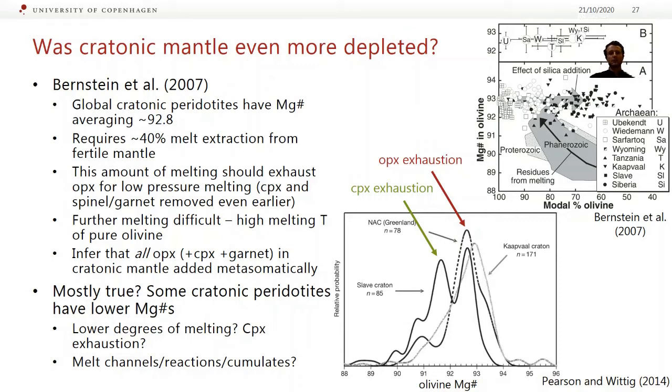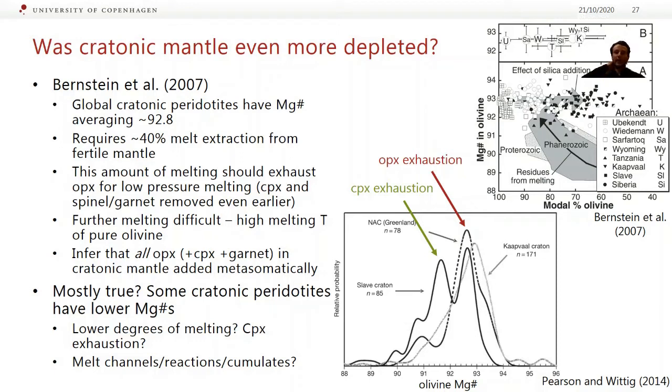This led to the suggestion that cratonic mantle was even more depleted to begin with. This is the idea from Bernstein et al., 2007. When they looked at cratonic peridotites from a number of different cratons, they found that global cratonic peridotites have an Mg number that pretty much always averages 92.8. You can see their version of the same plot in the top right, modal olivine percentage against Mg number in olivine. The cratonic peridotites, which are all the symbols on that plot, form a kind of horizontal array that clusters around olivine magnesium number 92.8, but has a strongly varying modal olivine percentage.